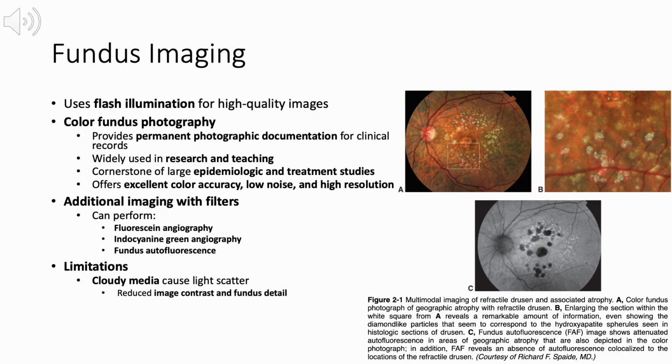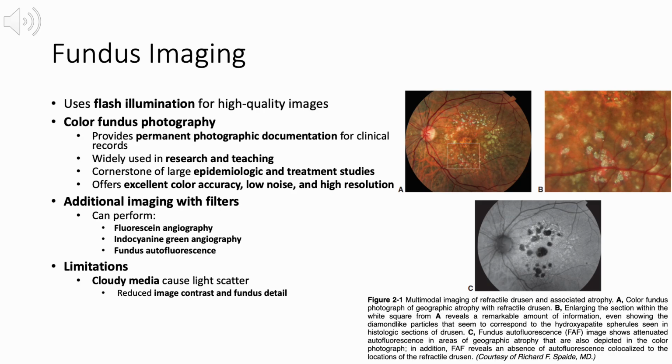Color fundus photographs offer excellent color accuracy, low image noise, and high resolution, making them well-suited for longitudinal follow-up and comparison over time. Fundus imaging can be further expanded through the use of filters, enabling additional modalities such as fluorescein angiography, indocyanine green angiography, and fundus autofluorescence. These techniques provide complementary information about retinal and choroidal structure and function that is not visible on standard color photography alone. There are, however, important limitations.